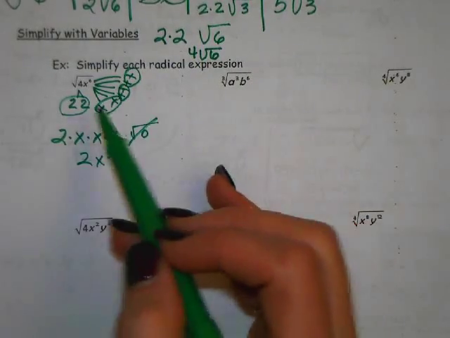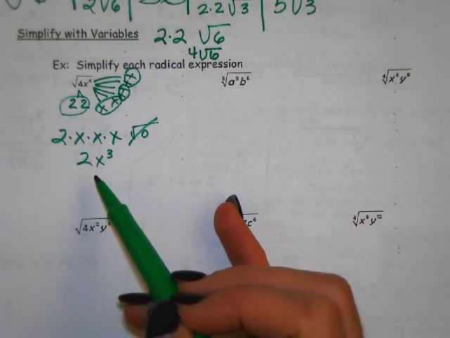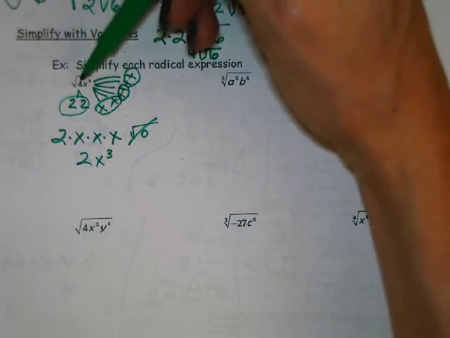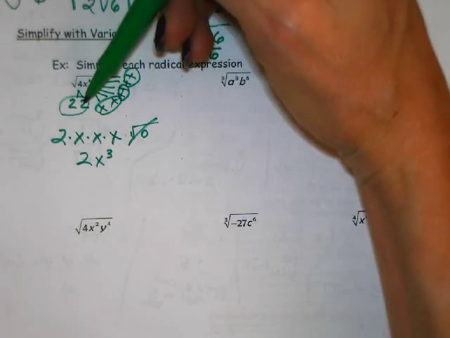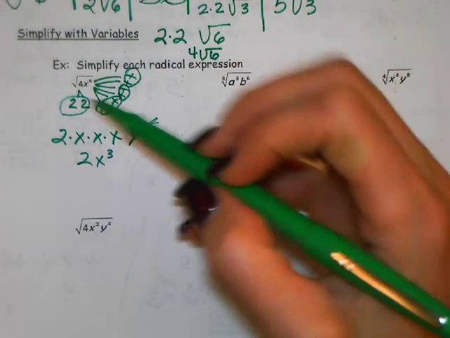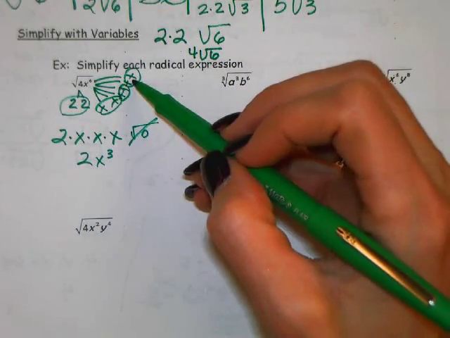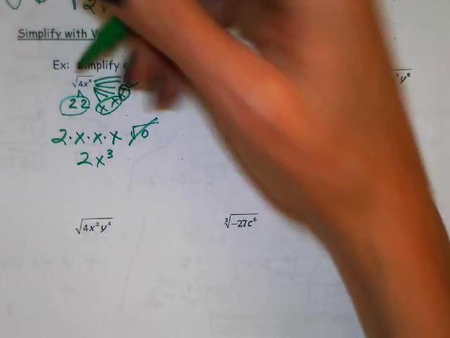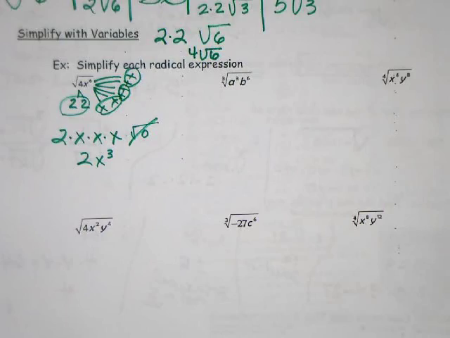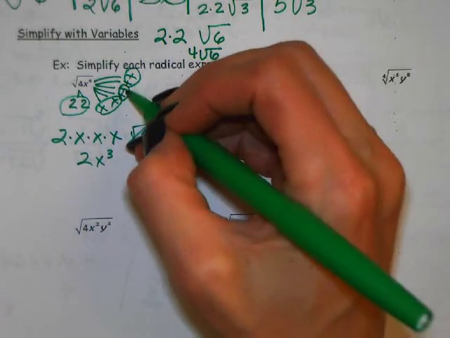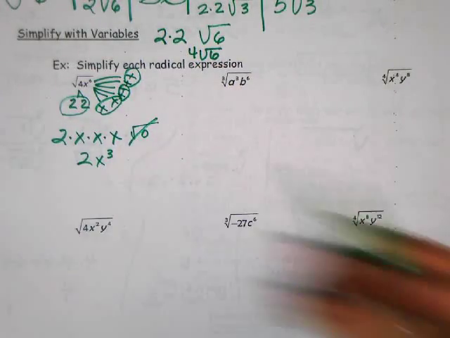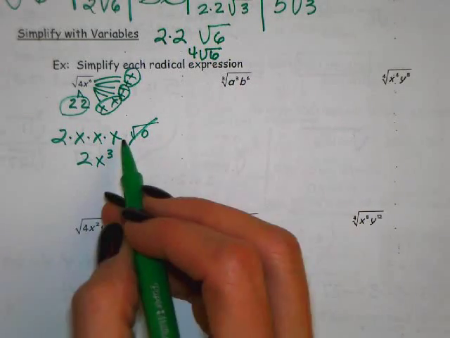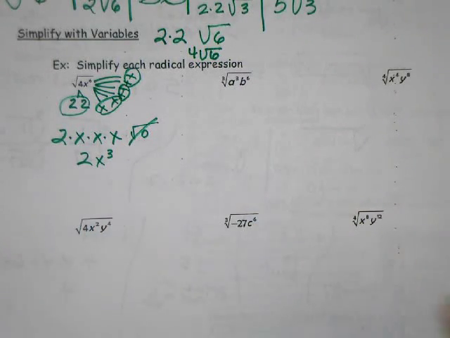Does everyone see how I broke it all down and pulled them out? So I broke 4 down to 2 and 2. And then I did my x to the 6, and I just did all the x's. There's 6 of them here. My index is 2, which tells me I can pull 1 x out for every 2 I have, right? So I pull out 1 x, another x, and another x. So I have 3 x's I pulled out. I multiply them all together, and I have 2x cubed.